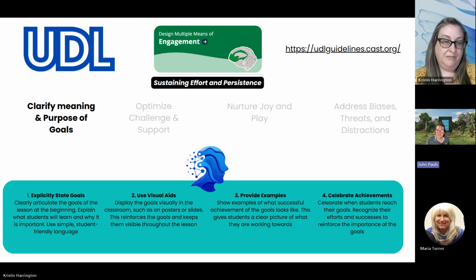I love this. We know that we love stating what the outcome is supposed to be so our students know where they're headed. Number two, use visual aids. Display the goals visually in the classroom, such as on posters or slides. This reinforces the goals and keeps them visible throughout the lesson.